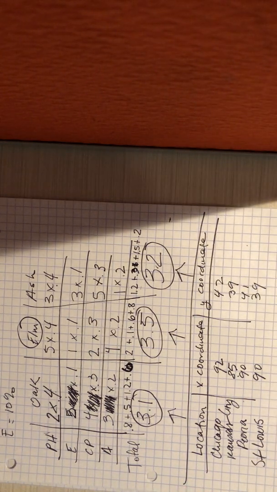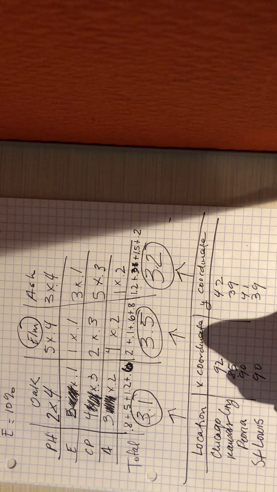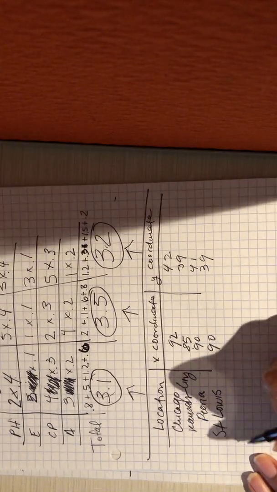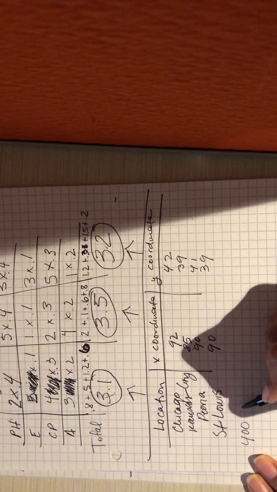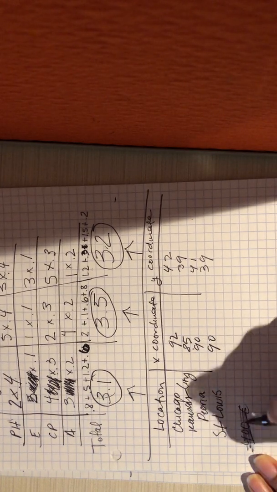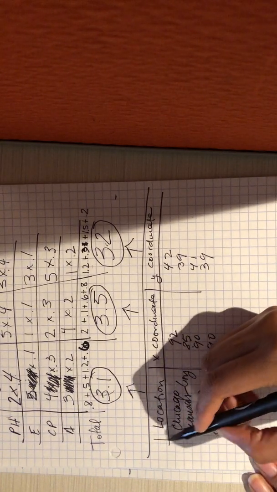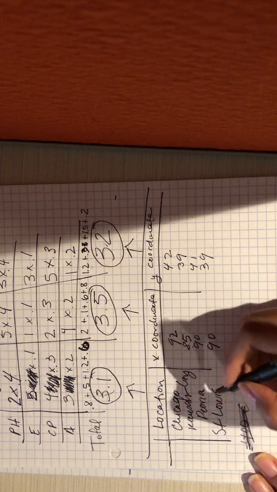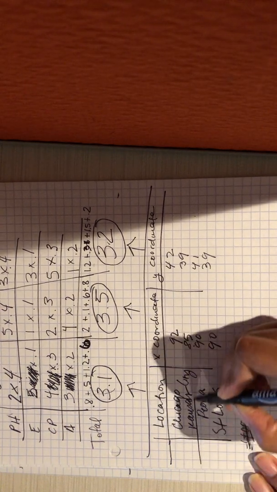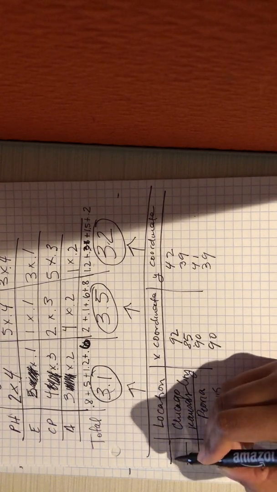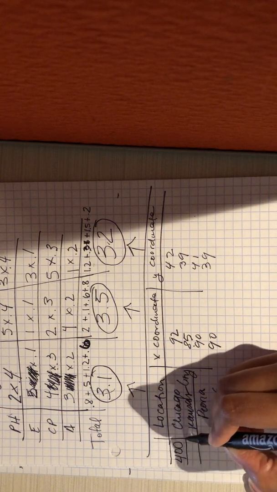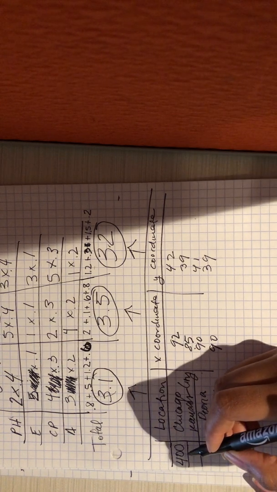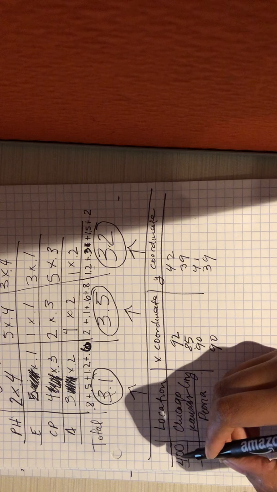Okay, so these are the coordinates given to us, and then we're also given the total quantity to be delivered to each destination. I'll put the weights here for convenience: 400 to Chicago and 150 to Kansas City.